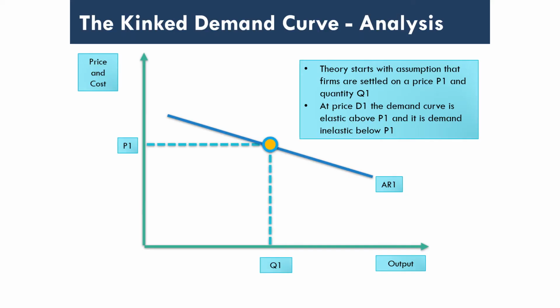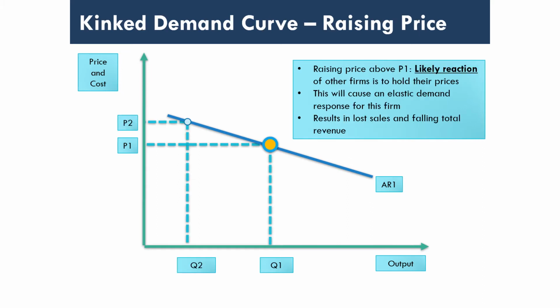So let's see how this impacts our kinked demand curve analysis. Let's start with the theory that firms in the market are settled on a price P1 and a quantity Q1. At this price, the demand curve is elastic for prices above P1 and inelastic for prices below P1. We know that elasticity changes as we move along the demand curve.